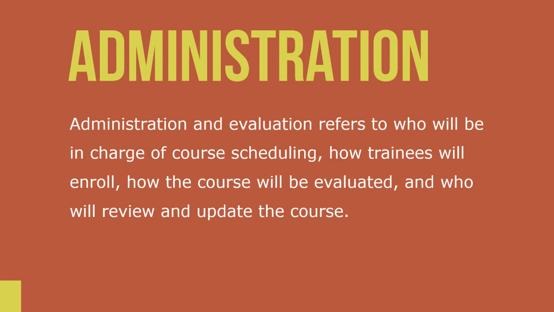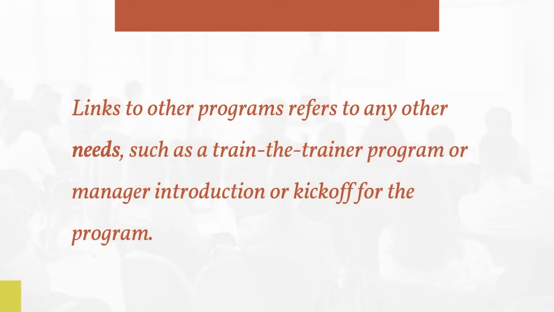Administration and evaluation refers to who will be in charge of the course scheduling, how trainees will enroll, how the course will be evaluated, and who will review and update the course. Links to other programs refer to any other needs, such as a Train the Trainer program or manager introduction or kickoff of the program.